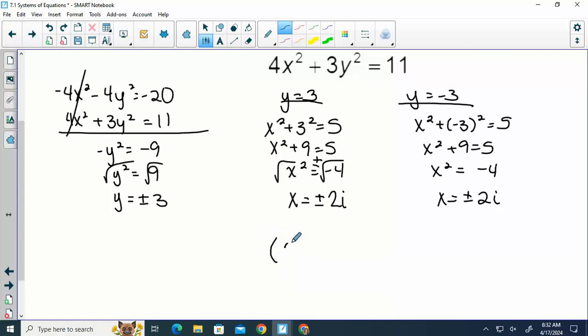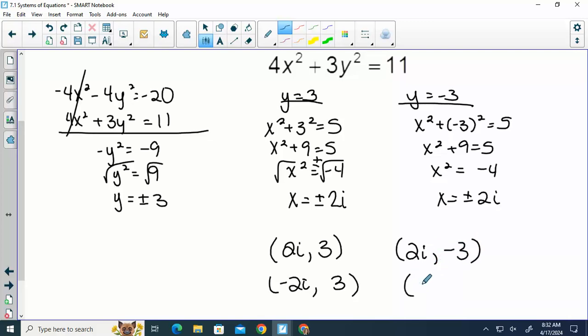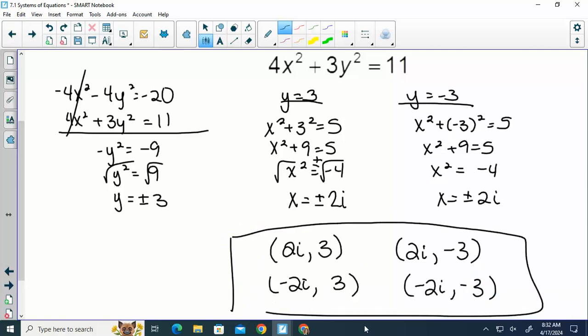I got 4. We have 2i, positive 3; negative 2i, positive 3; 2i, negative 3; and negative 2i, negative 3. I was doing the answers, I just forgot that. See, I know what I was doing.